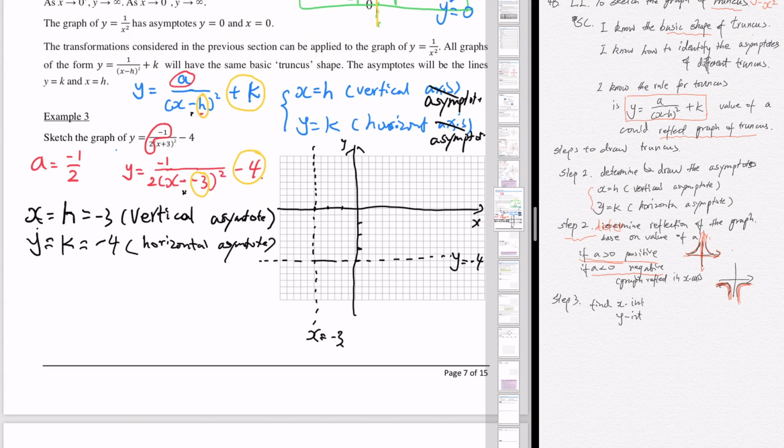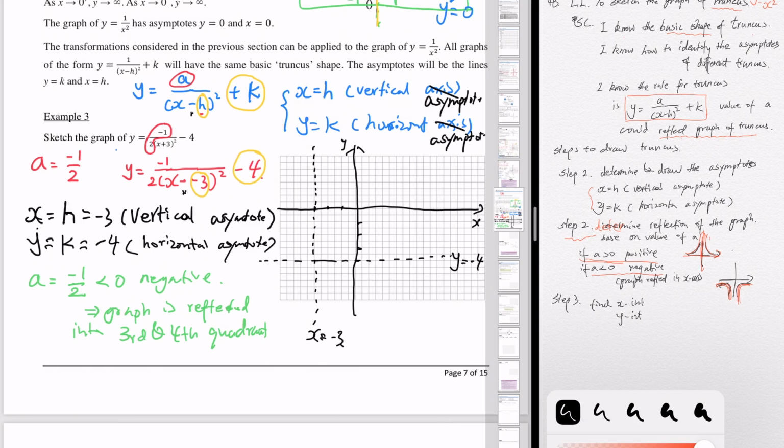All right, so now we know a is equal to -1/2. Okay, so that is smaller than 0. Negative. That means my graph is reflected into your third and fourth quadrant. Okay, so now have a look at your graph. So based on your two asymptotes, the horizontal asymptote and vertical asymptote. Okay, so now here is your first quadrant, second quadrant, third quadrant, and fourth quadrant.